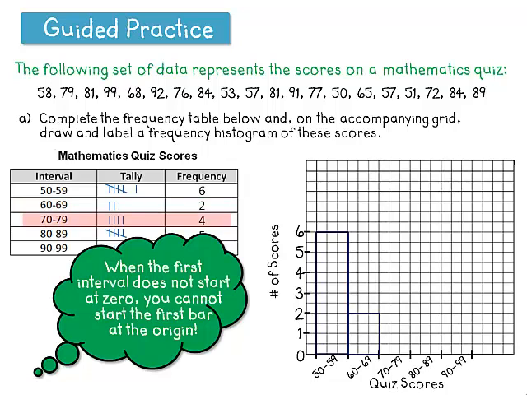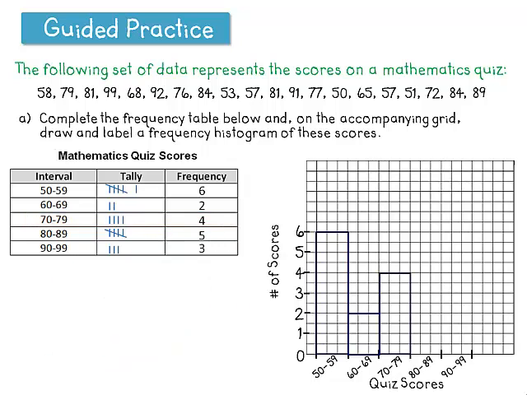70 to 79 has a height of 4, so we're going to go up to 4. 80 to 89, well, I can't see it, so let's move that. So 80 to 89 has a height of 5, and 90 to 99 has a height of 3.